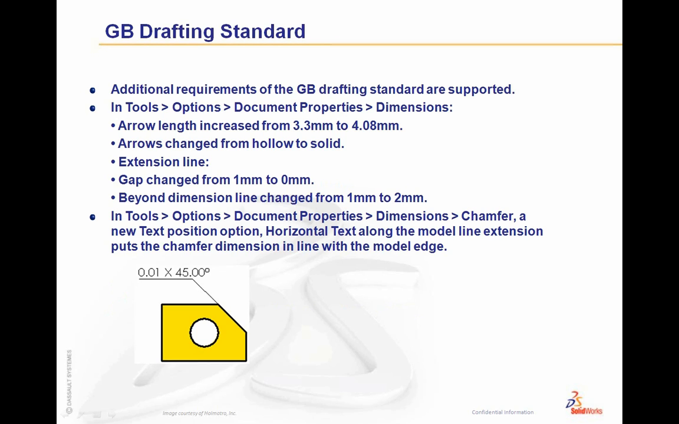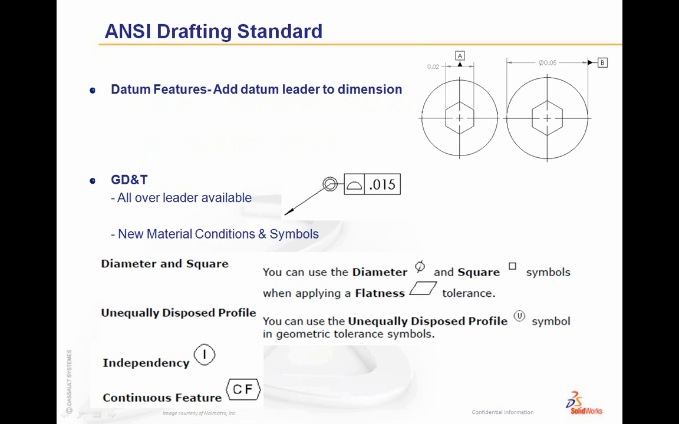The next thing we want to look at is the Great Britain drafting standard. They have additional requirements that are supported now in your tools options, document properties, and dimensions. They have different options for arrow length, arrows change from hollow to solid, extension line changes, and so forth. Just want to show you that there.